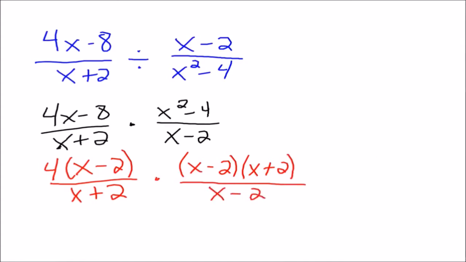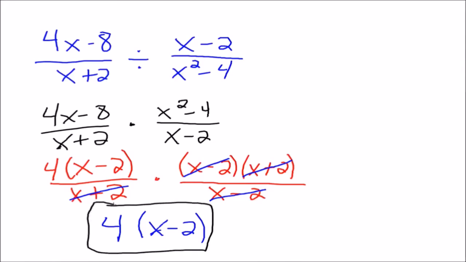And then divide out common factors. We've got an x minus 2 and an x minus 2. We've got an x plus 2 and an x plus 2. Oh, so it looks like this is just left as 4 times x minus 2. And that's just as far as we can go.